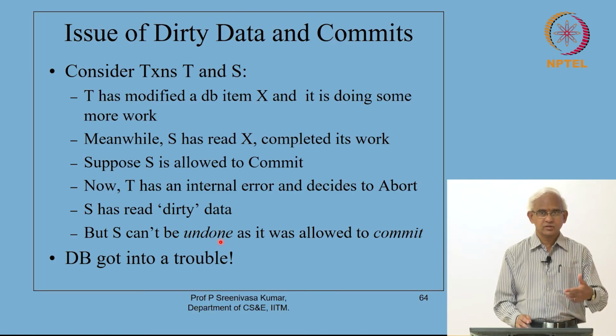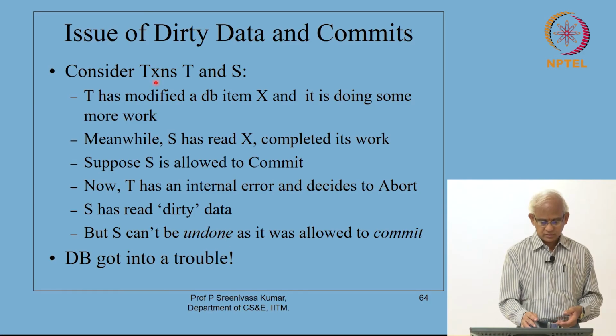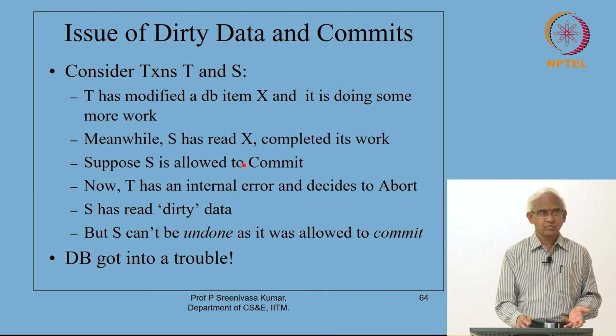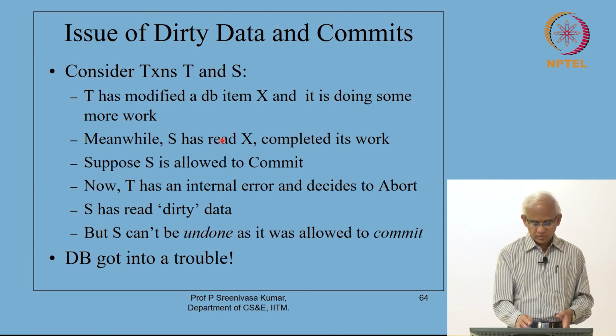Okay. So, remember, look at the sequence. T has modified the item and is still running. S has read this item that was changed by T and requested a commit, and the system allowed it, and later the transaction T has some internal error and requested an abort, and the system allowed it. If this sequence of things happens, then we are contradicting ourselves, because the meaning of commit itself is not proper.